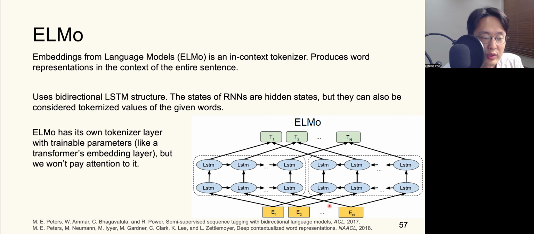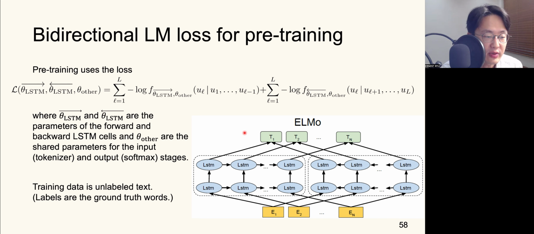So here we have a sequence of one-hot vectors, and that's fed through a stacked RNN, a forward stacked RNN, and then a reverse stacked RNN. And these two forward and reverse directional processing are combined to produce the tokenized vectors.